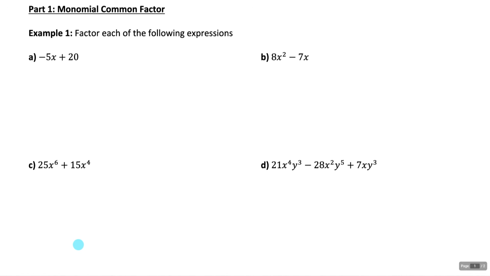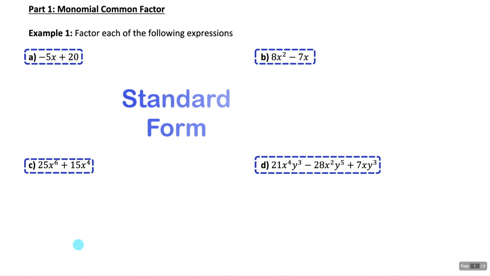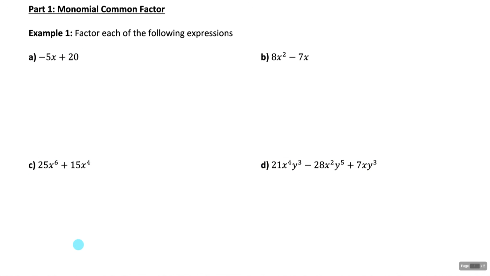Part 1, we're going to be removing monomial common factors. We're going to be removing a single term as our first factor from each of these expressions. Notice in example 1, each of the expressions is in standard form. It's just a sum or difference of a bunch of terms. We want to rewrite each of these in an equivalent way, but as a product of different factors instead of just a sum or difference of terms.